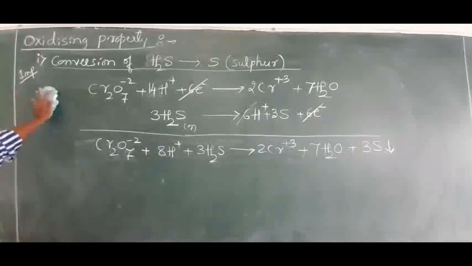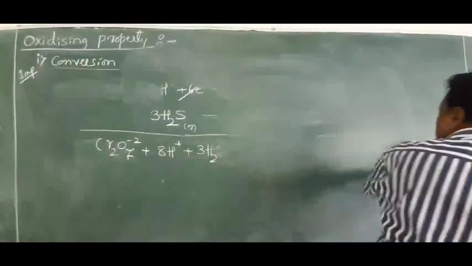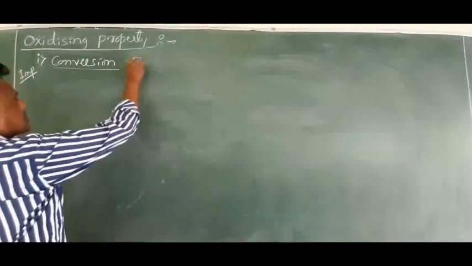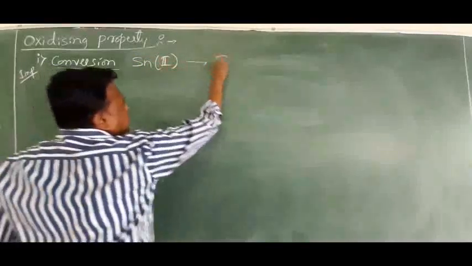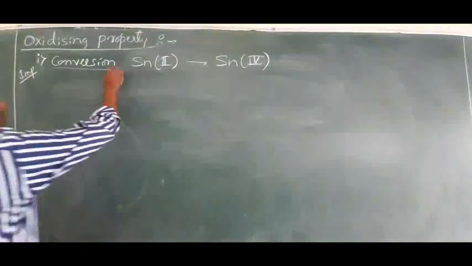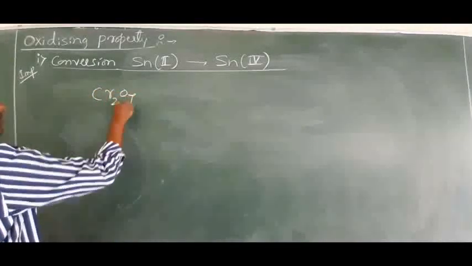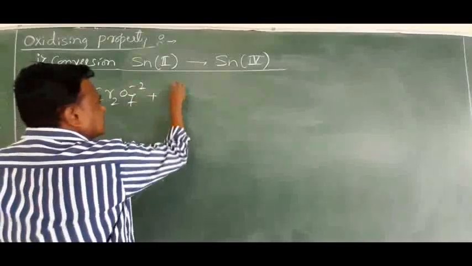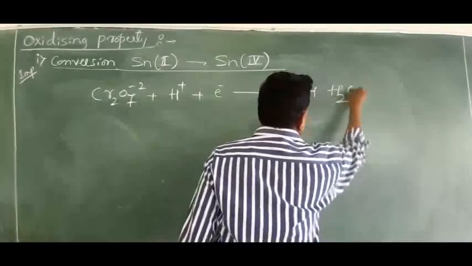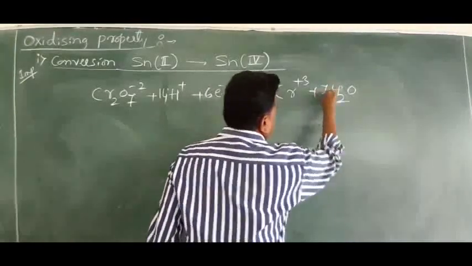And after this, friends, we have another one, very simple, already come across that reaction, like ferrous to ferric. Similarly, now we have a simple reaction, Sn2+ is converted into Sn4+. This is stannous to stannic, a simple conversion. Do it fast. Cr2O7 2- in presence of acidic medium forms chromium 3+ with the release of water. Yes, this is 14H+, 6 electrons, 2Cr3+, this is 7.